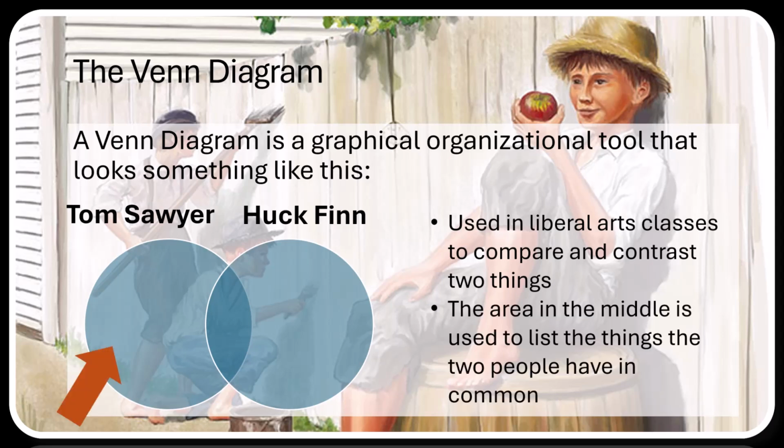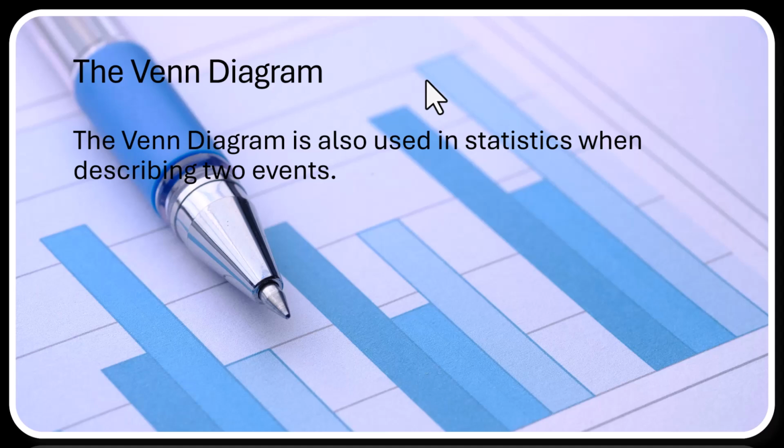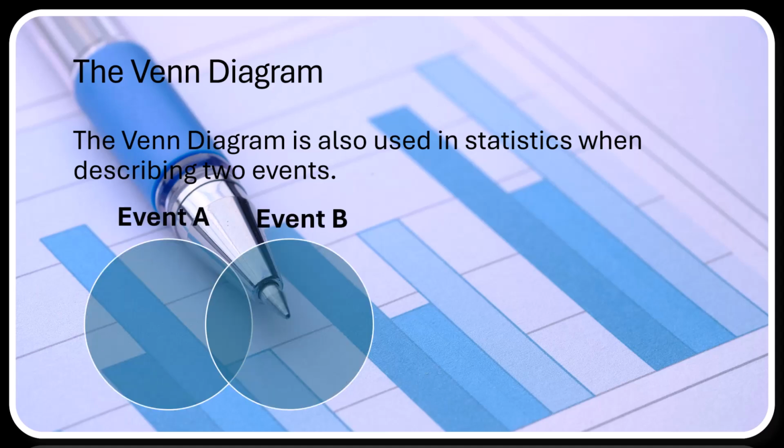In the left section, we would talk about characteristics of Tom Sawyer that do not apply to Huck Finn. On the right side, we would talk about characteristics of Huck Finn that do not apply to Tom Sawyer. And last but not least, in the middle, the overlapping section, we would list the things that these two fictional characters have in common. The Venn diagram is also used in statistics when describing two events.